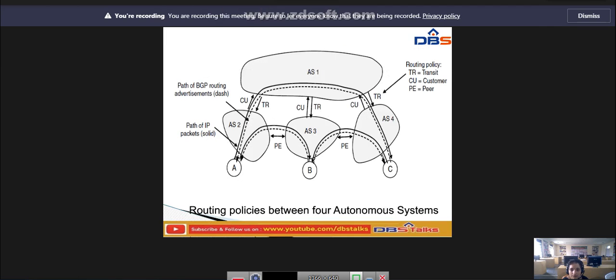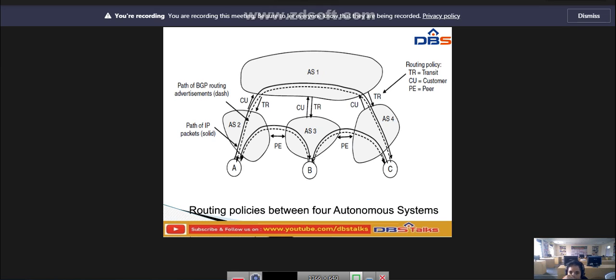So, in this we have this diagram. This is autonomous system 1, autonomous system 2, autonomous system 3, autonomous system 4. The dashed line is the path of the BGP routing advertisements. The solid line is the path of IP packets. We are moving the packets along this path.